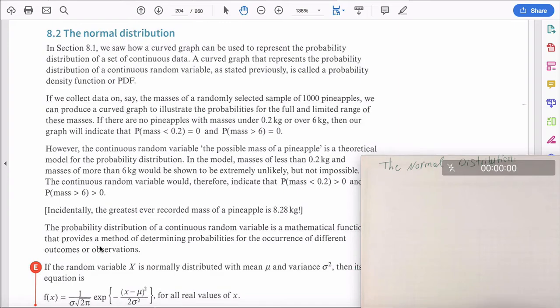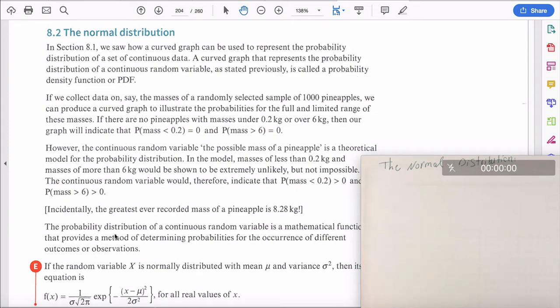For example, the number of successes 0, 1, 2, 3, these are all whole numbers. But here in normal distribution, we just focus on continuous data, as normal distribution is used for just continuous data.